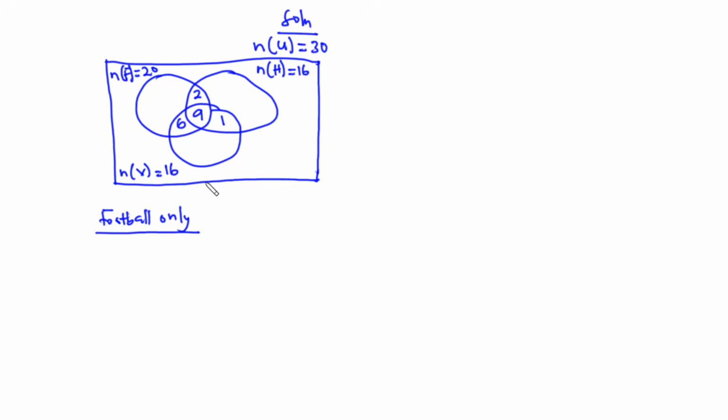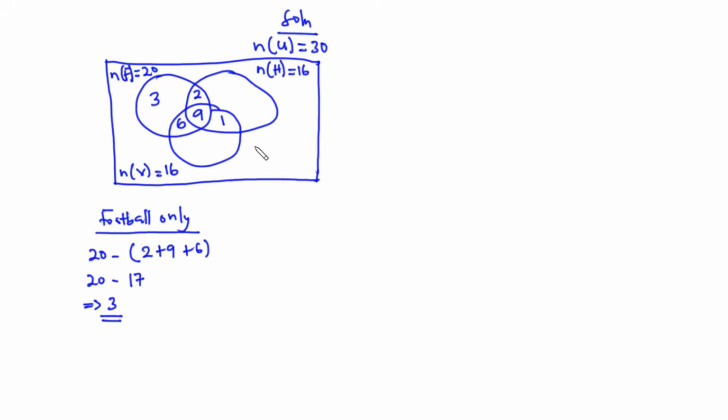So for football only, we are going to consider this circle. Now the number of students who play football is 20. So we have 20 minus (2 plus 9 plus 6). Now 2 plus 9 is 11. 11 plus 6 is 17. So we have 20 minus 17, which is 3. So the number of students who play football only is 3.